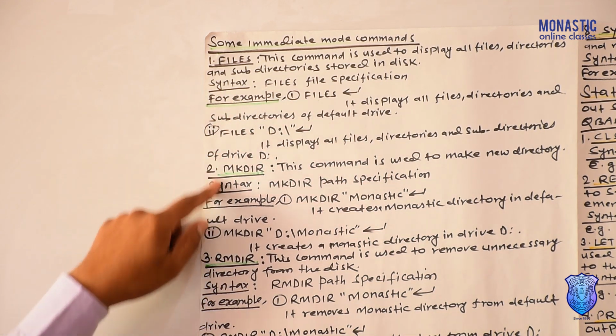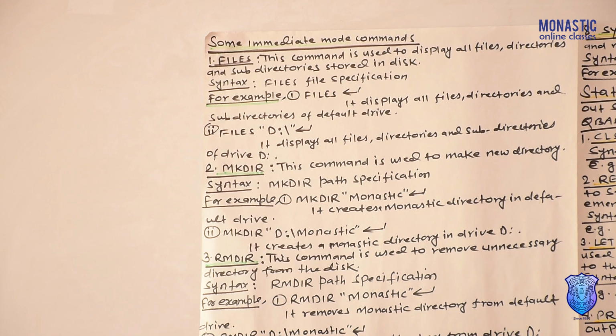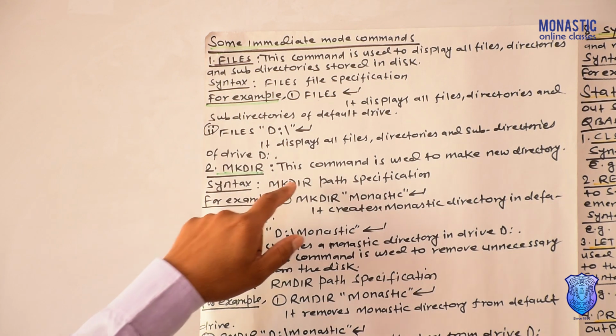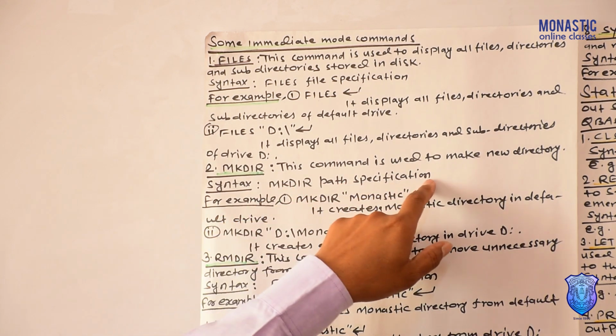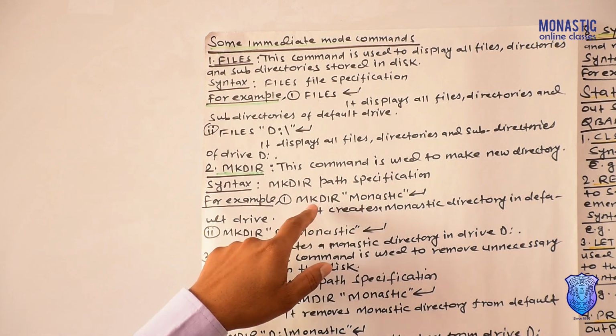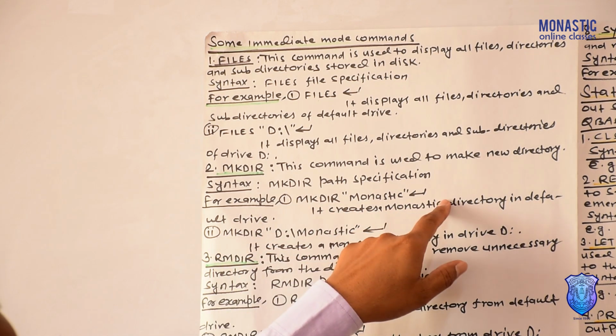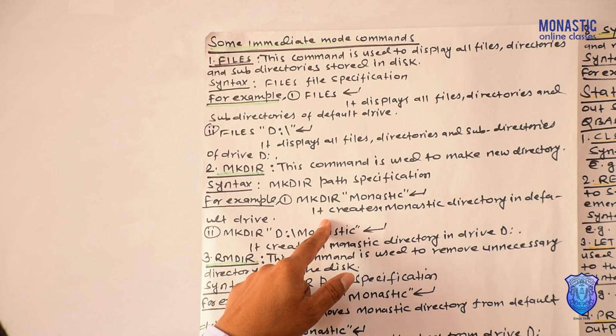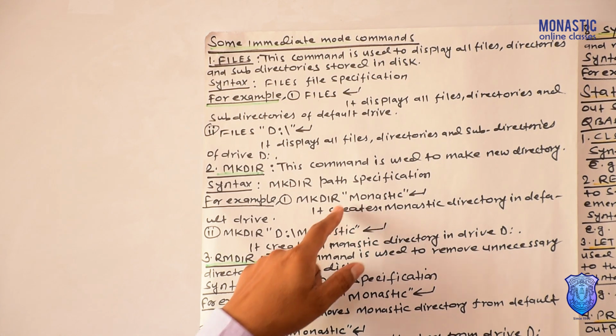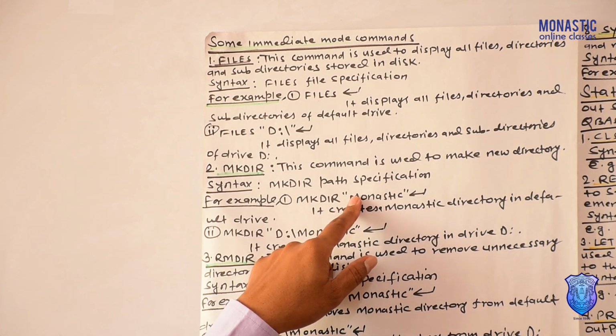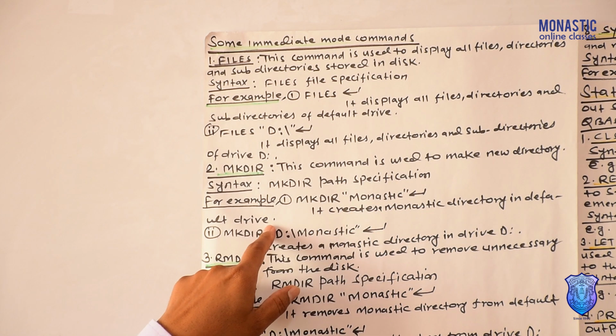Number 2 is mkdir. Let me discuss this. This command is used to make a new directory in the disk. Syntax is mkdir and path specification. For example, you have written mkdir monastic and pressed enter. What will you get? You will get a directory named monastic created in the default drive, that is, in drive C.